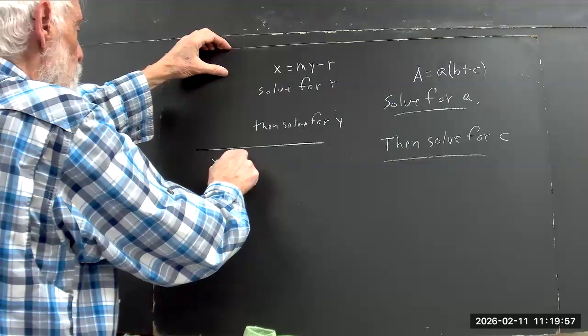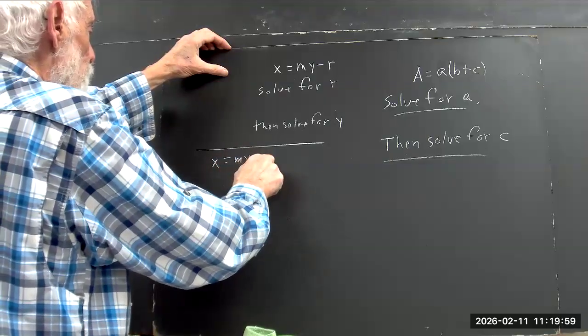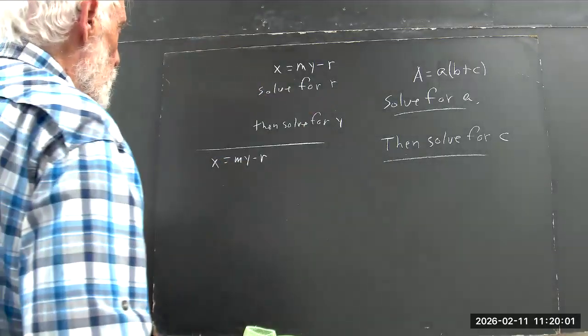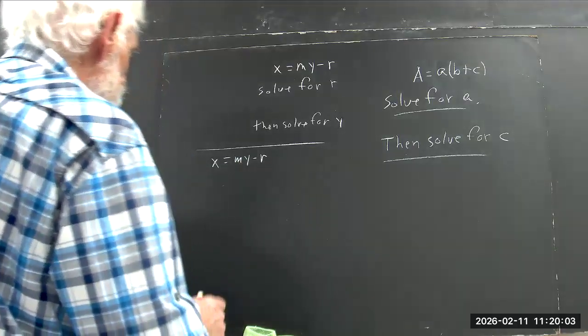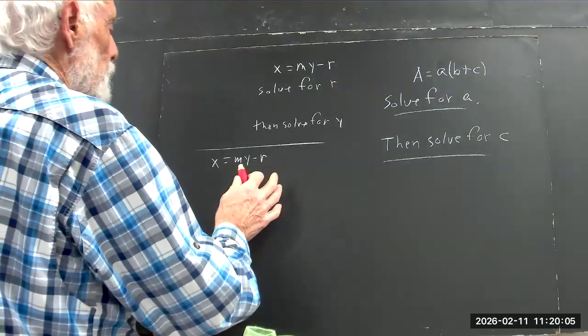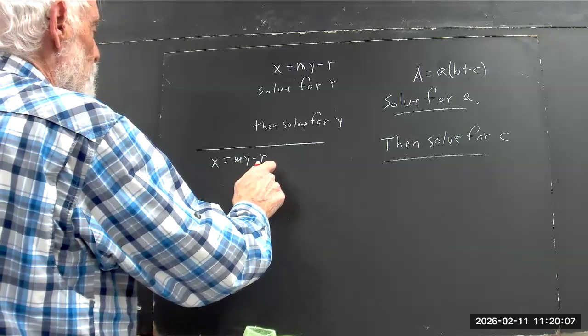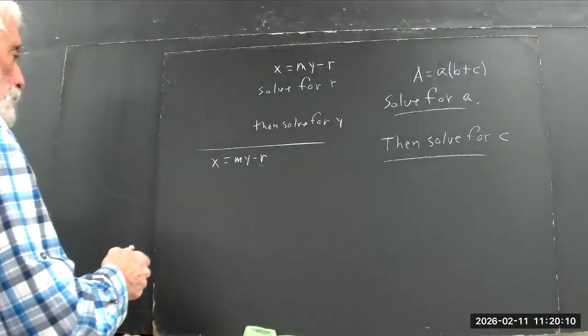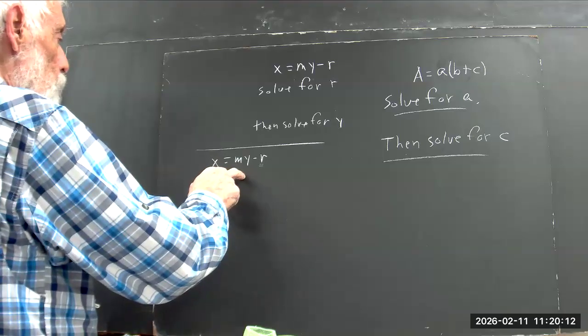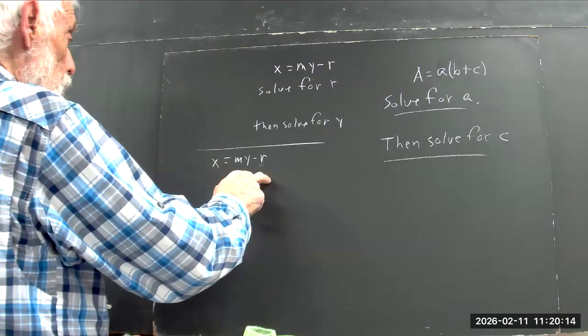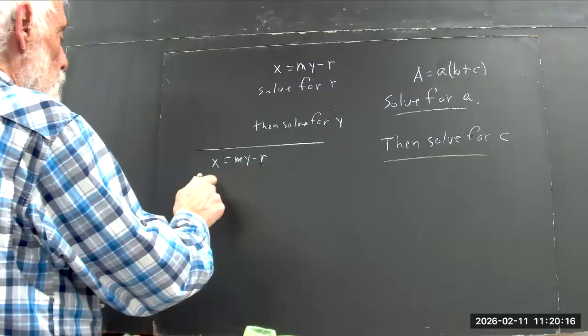We've got x equals my minus r. We're trying to solve for r. Well, there are a couple of ways we can go about this, but I'll just put an underline under r to indicate that's what we're solving for. If we get rid of that my, then r is going to be isolated on this side. So we could do this.